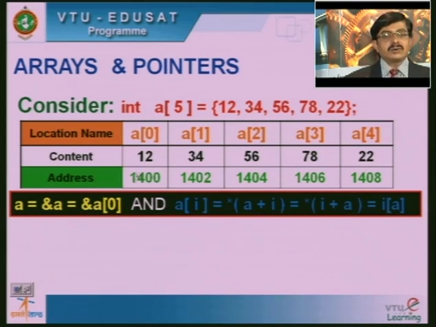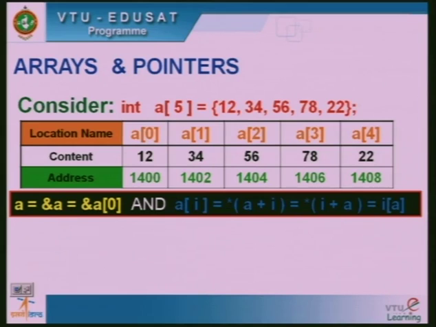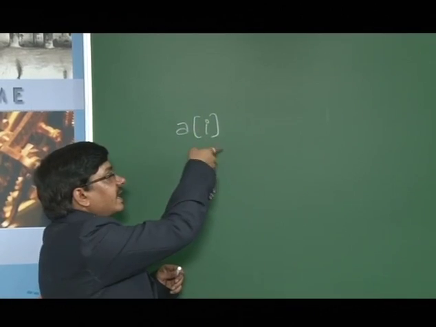And also what we can note here is that A of I is the same as star of A plus I, which is also the same as star of I plus A, which can also be written as I of A. If I have a statement A of I, this is the syntax using which we access the ith element in an array.